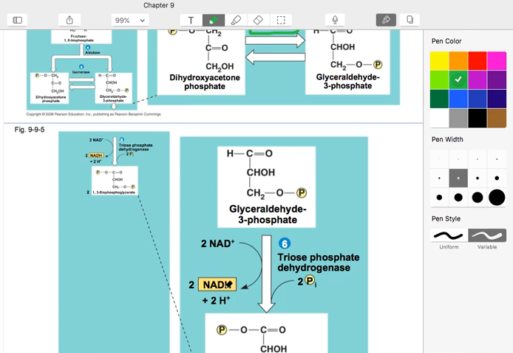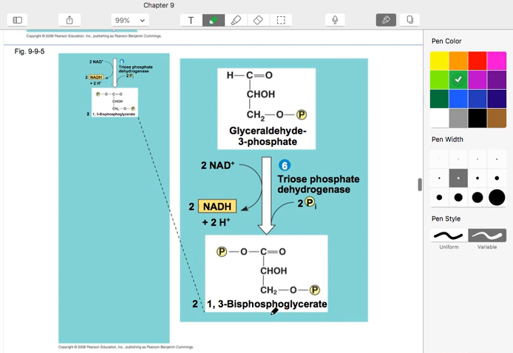What happens is glyceraldehyde-3-phosphate, in the presence of triose phosphate dehydrogenase, is going to be converted to 1,3-bisphosphoglycerate, because in the same chain you just add a phosphate group here, that's it, no difference there. So you produce that.